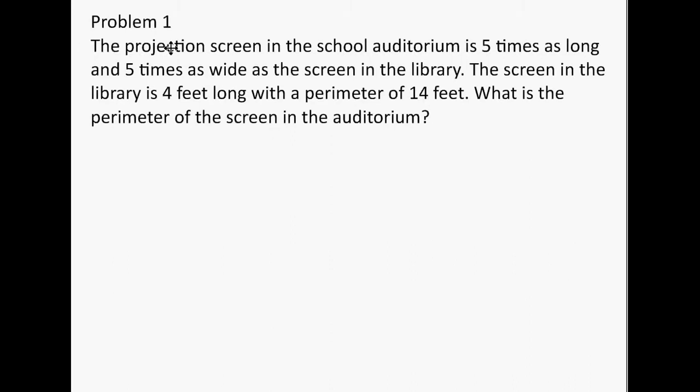It says the projection screen in the school auditorium is 5 times as long and 5 times as wide as the screen in the library. The screen in the library is 4 feet long with a perimeter of 14 feet. What is the perimeter of the screen in the auditorium? Okay, so first, it looks like the only information that we can probably use is the one about the screen in the library. So let's draw a picture to show that screen.